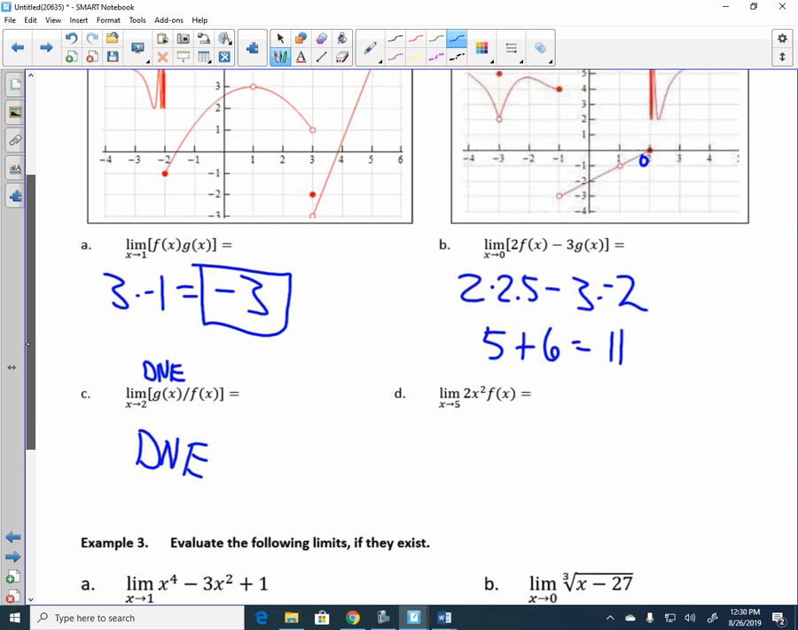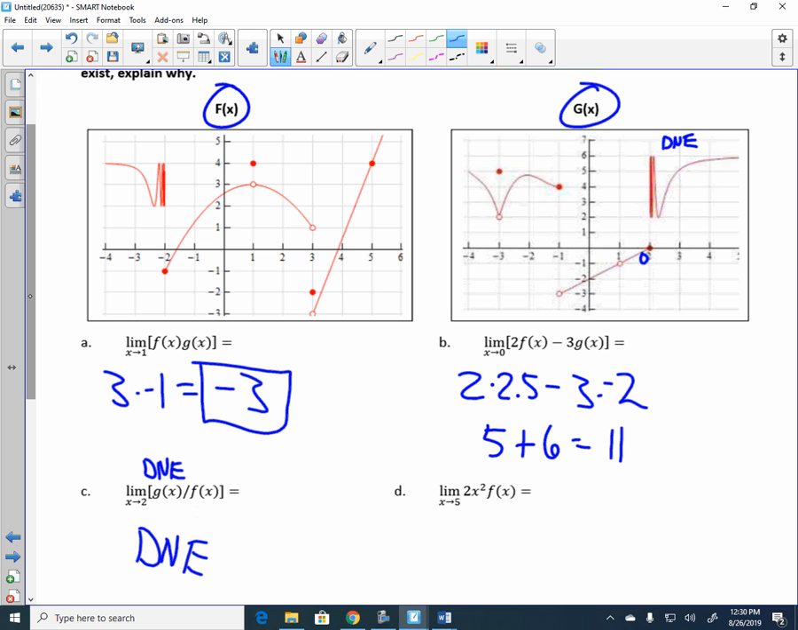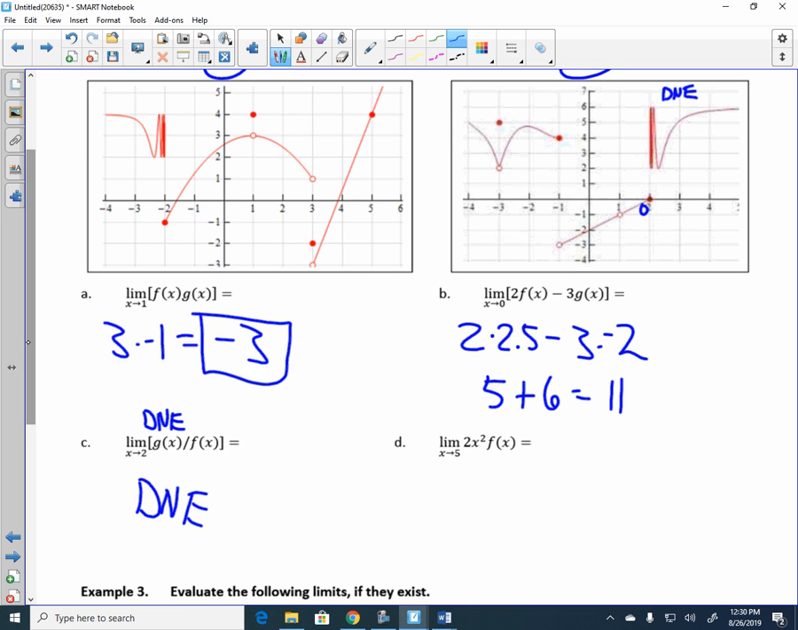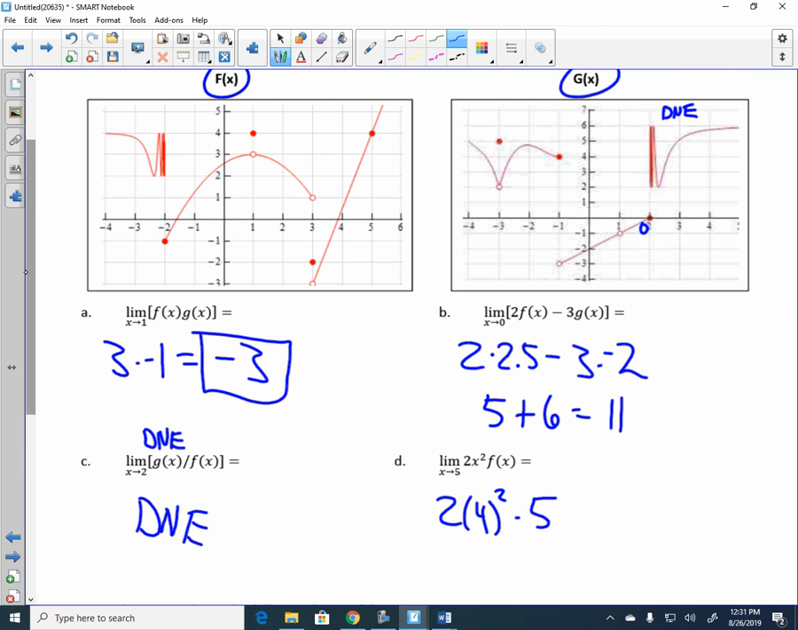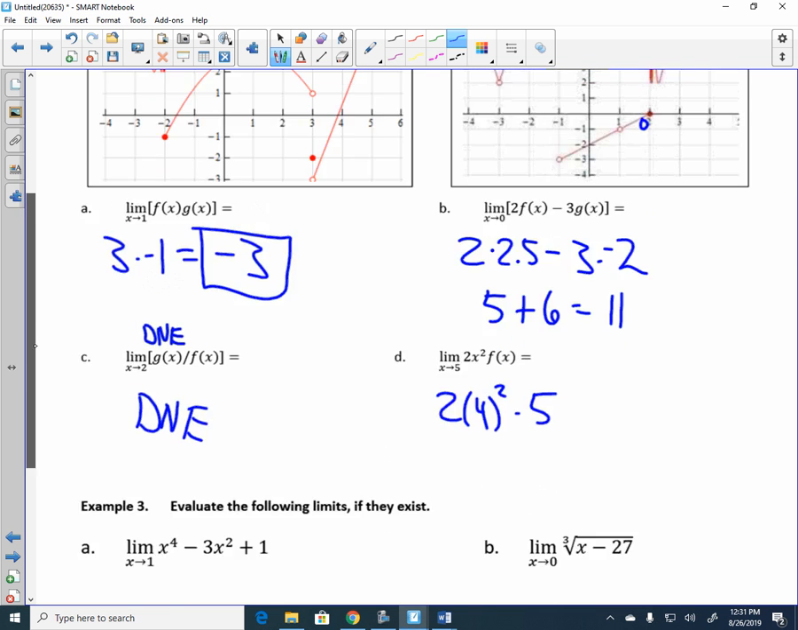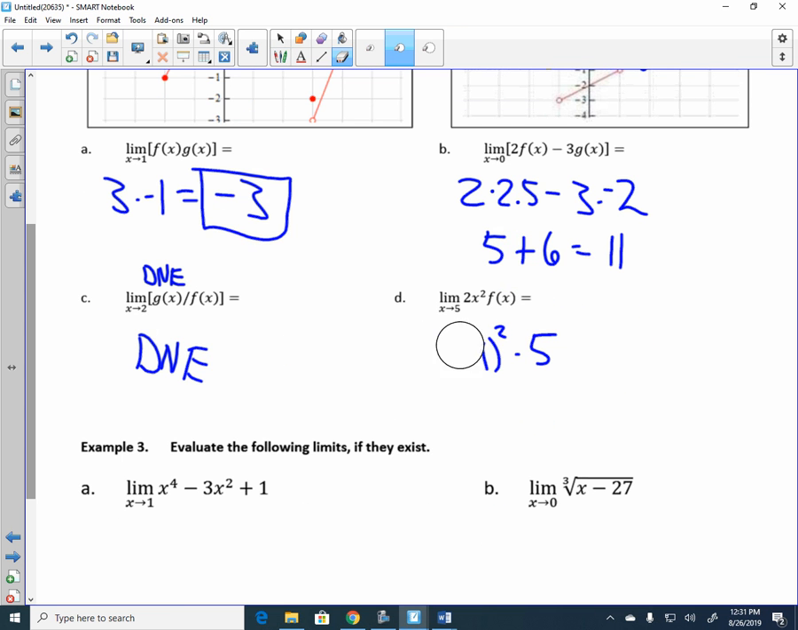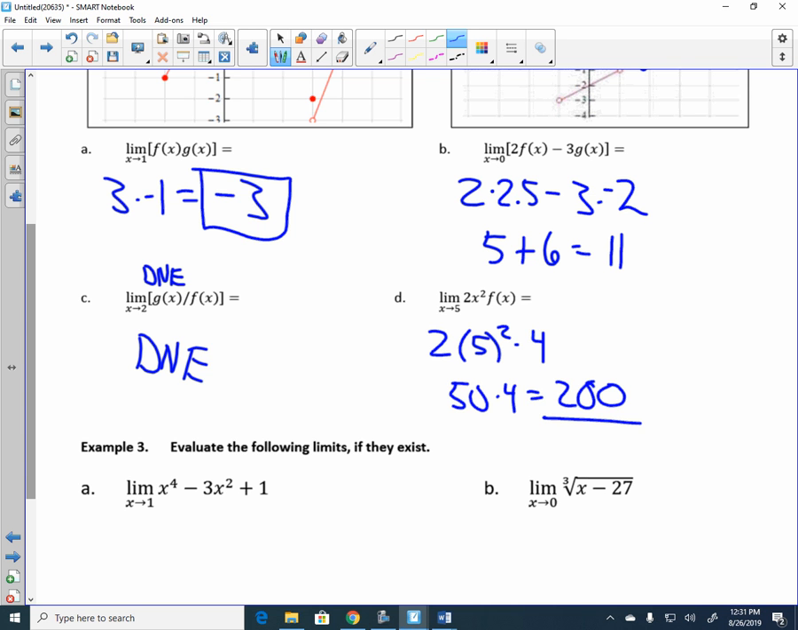See if you can figure out D on your own. Go. We good?